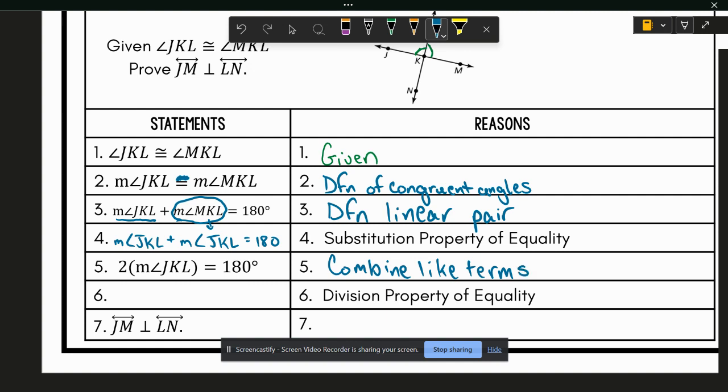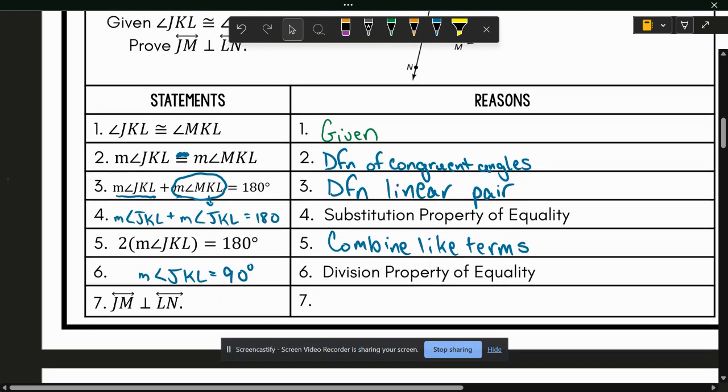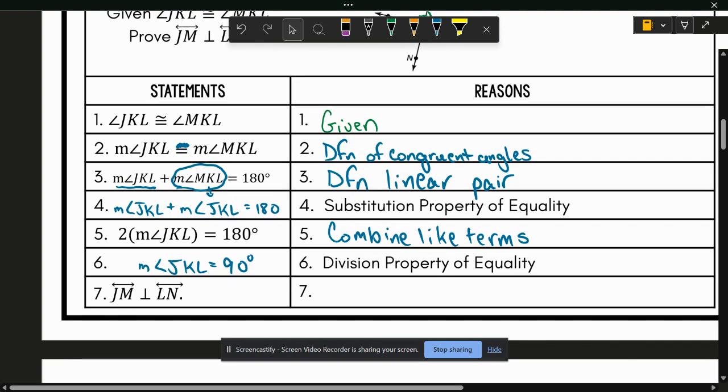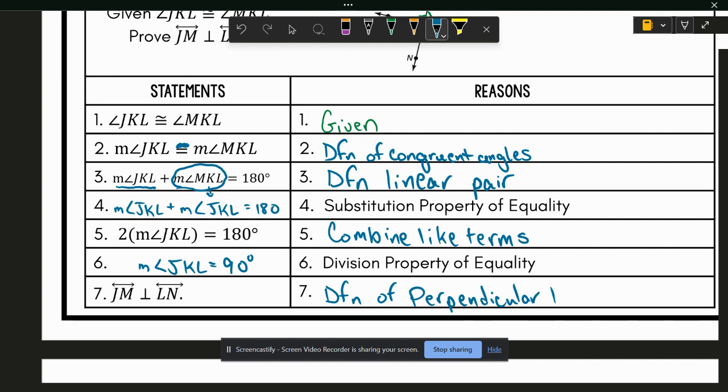And then if we divide, it says here the division property, we divide by 2, then the measure of angle JKL is equal to 90 degrees. And because that is equal to 90 degrees, we know that these are perpendicular. So we'll say definition of perpendicular lines.